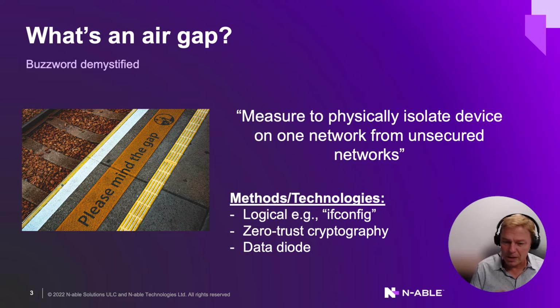The last two are a little bit esoteric, but there are solutions like zero trust cryptography or data diodes. But they are very rarely used, and they're frankly impractical for most common backup implementations. So the logical air gapping using things like an ifconfig are the most commonly used.